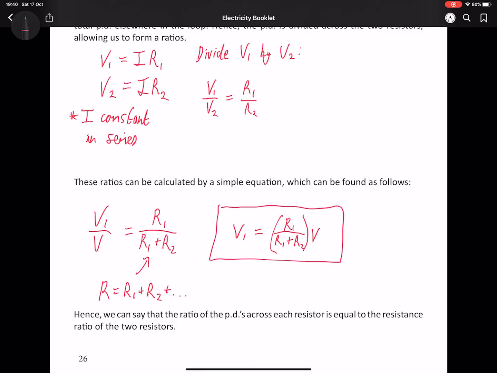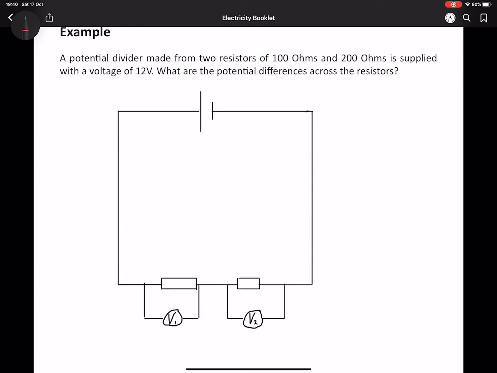So some people will strongly recommend memorizing this equation and utilizing it in every potential difference calculation. I personally am not a massive fan and would rather use V=IR, but it shows there are multiple ways to approach these questions. So let's try this one.